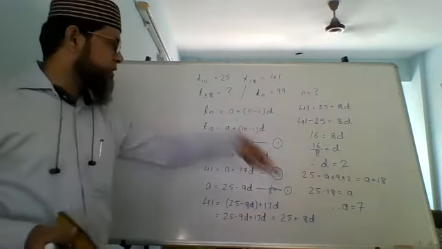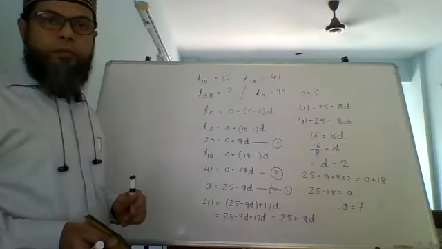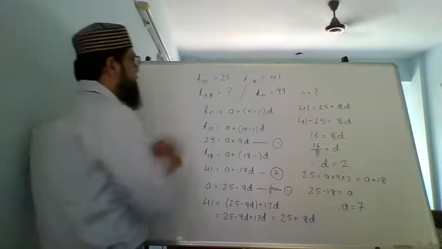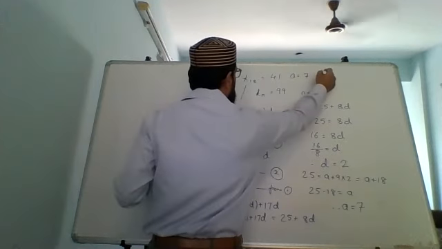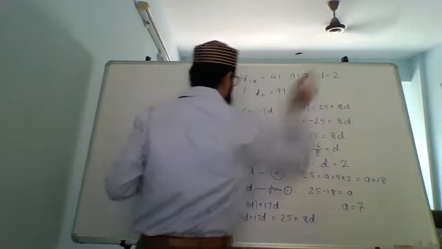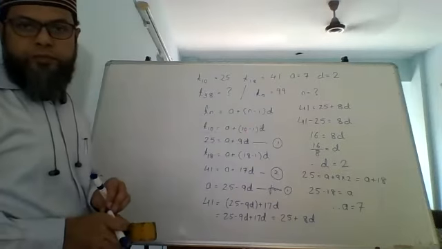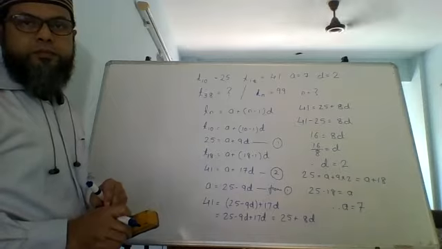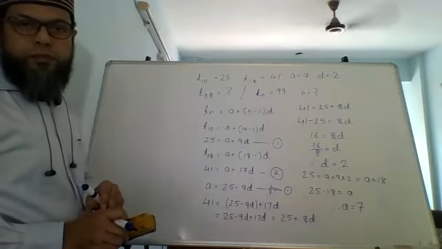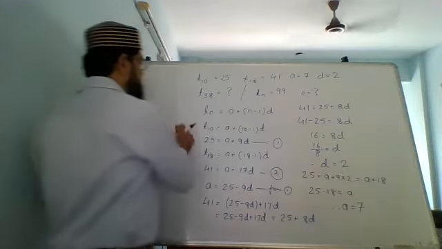So are we clear with this? A is 7, D is 2. Can I erase this now? I'll write what we have found out over here. A equal to 7, D equal to 2. Using this, we have found that out. Okay, can I erase it? Anybody is copying it? Nobody's copying? Everybody's finished? Good.